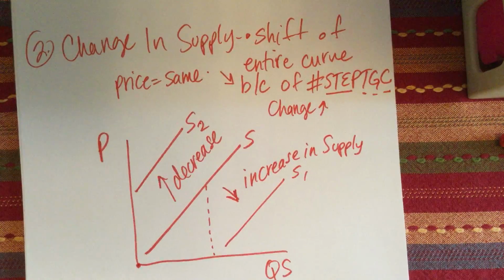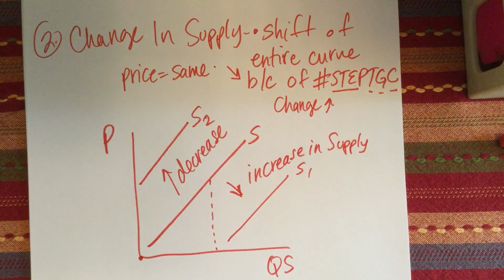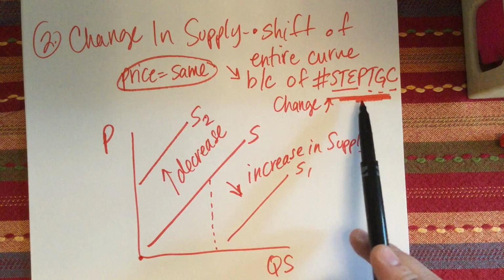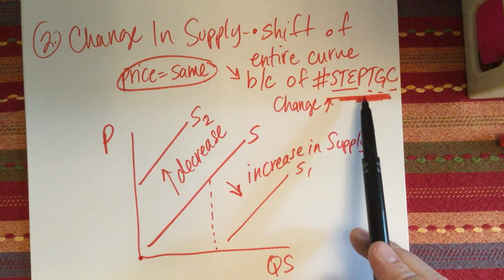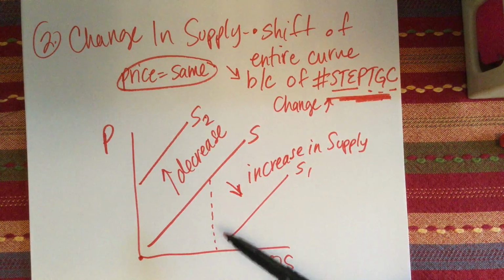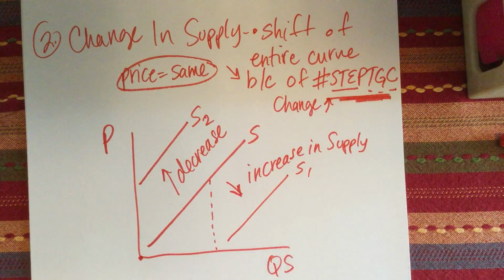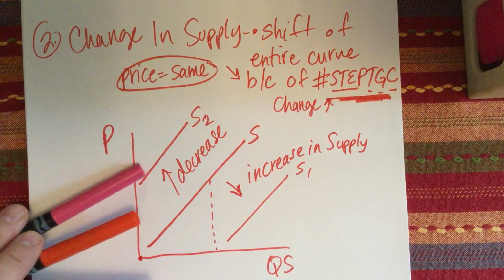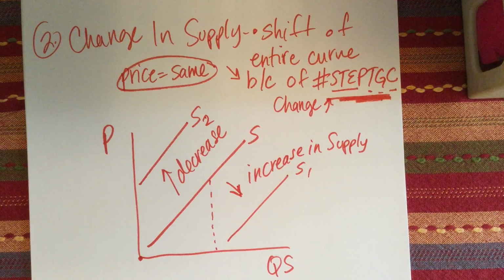So just know that a change in supply is a shift of the entire curve. It is where price stays the same, but it's something else that's changing, and I'm going to go over these non-price determinants that cause supply to shift to the right, to supply more to the market at each and every price, or to supply less to the market at each and every price, creating a shift to the right to increase supply, or a shift to the left to decrease supply. So I will go over the non-price determinants in the next video.